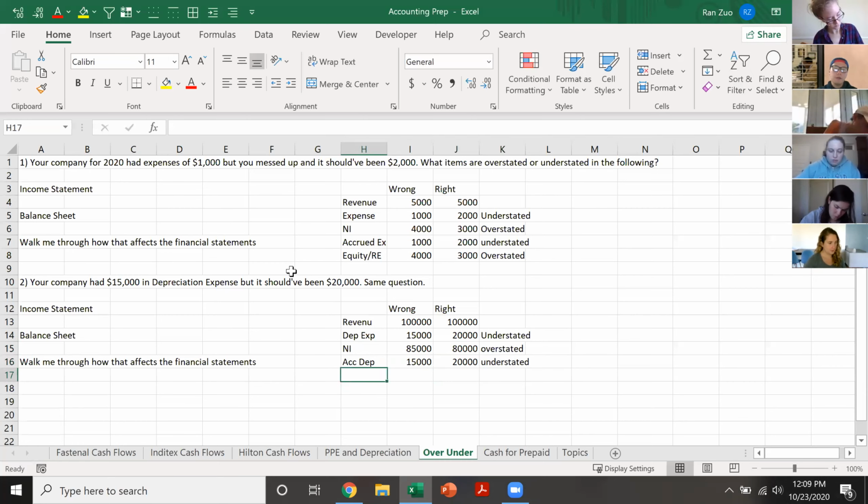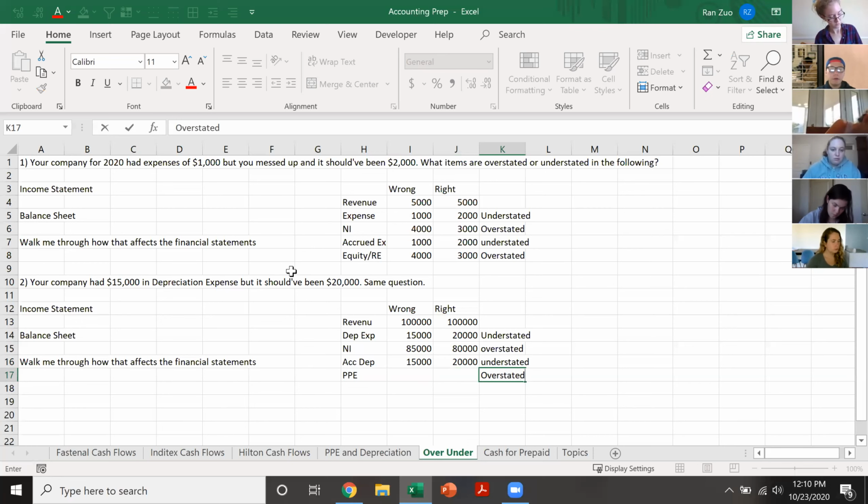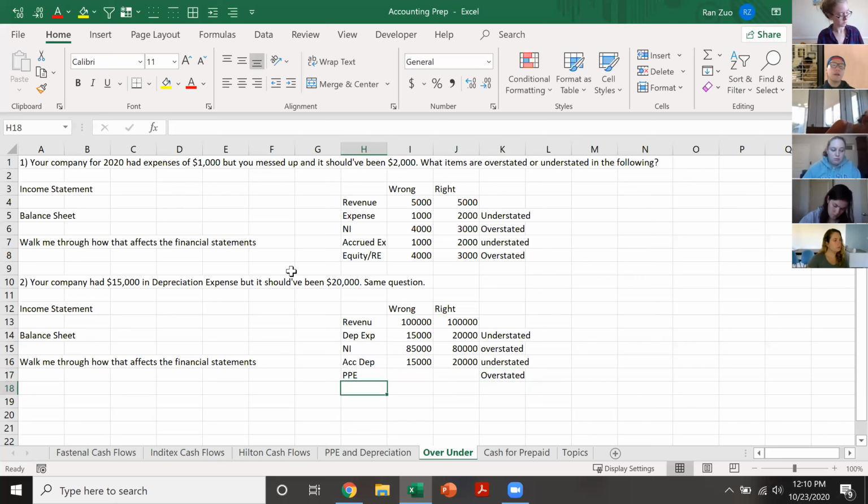Okay, very good. And therefore your PPE, what would your PPE be? Would it be understated or overstated? Overstated. Very good, because you should have had more depreciation, so the net number should be lower. What else? What's the balancing act here? The equity. Yeah, equity, more specifically equity, retained earnings. Yep, very good.